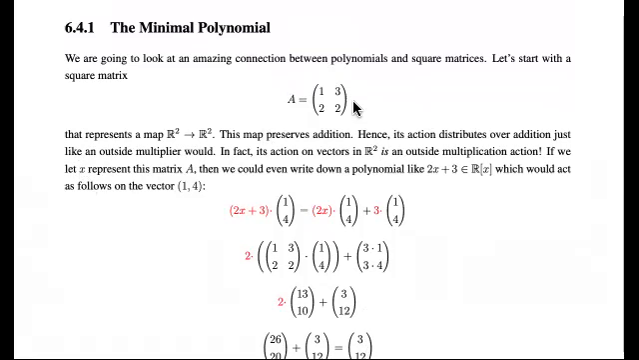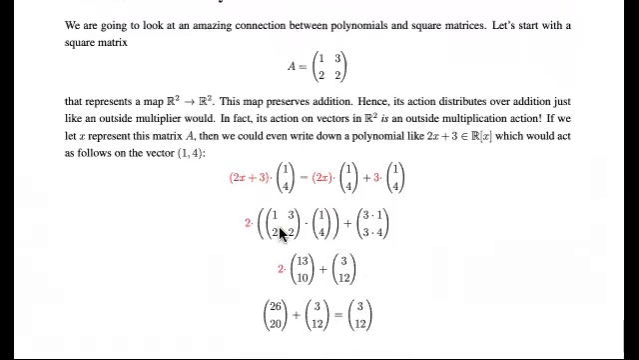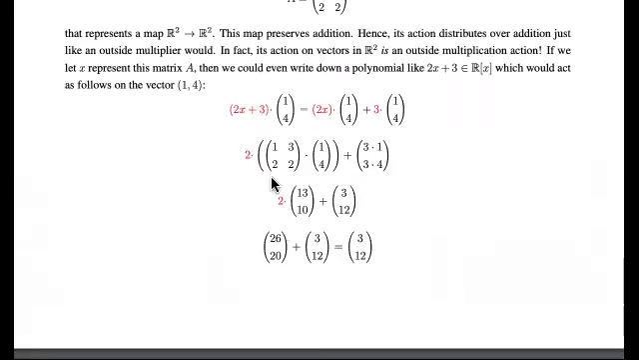And so we can think about how it acts on vectors in R2. In fact, even a polynomial in x, like 2 times this matrix plus a number. How does that act on that vector? So what we could do is say 2x plus 3 acting on (1, 4), and this should be an equal sign right here.